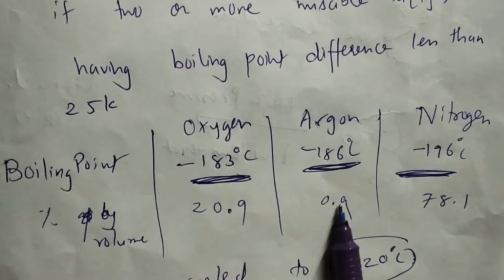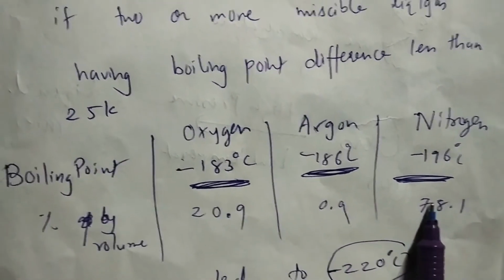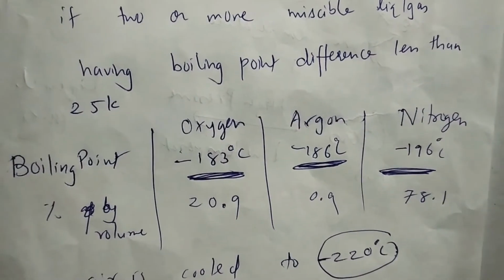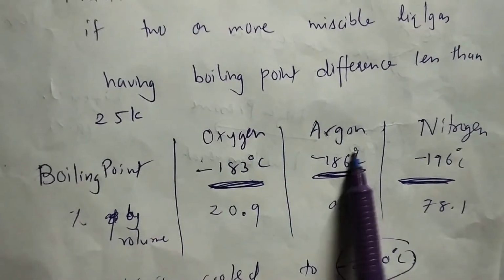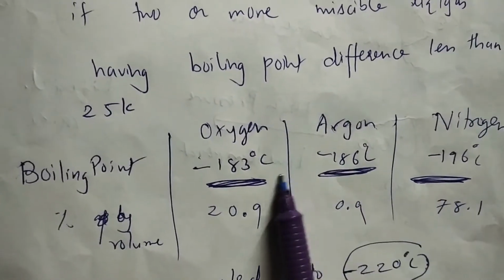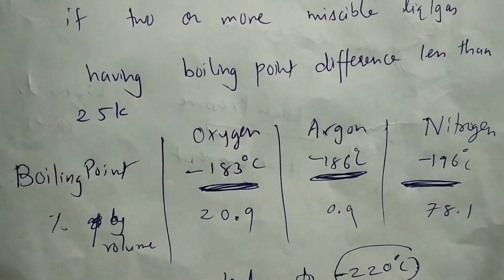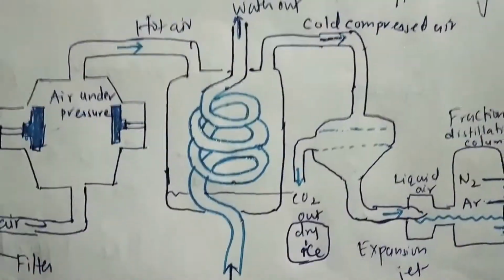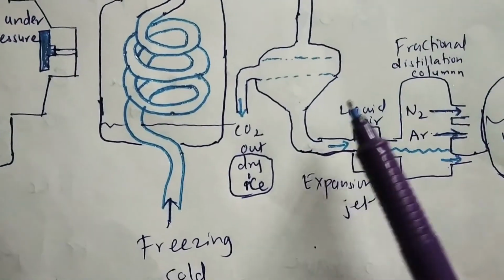20.9% is oxygen, 0.9% is argon, 78% is nitrogen. So these are the three main components of air. And you can see the difference in the boiling point. It is less than 25 Kelvin. So we are going to use the process known as fractional distillation. Let's see.